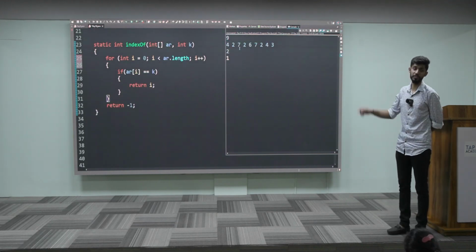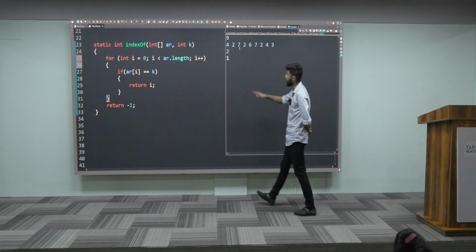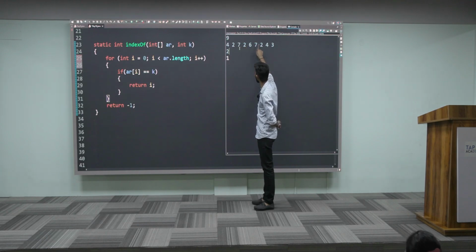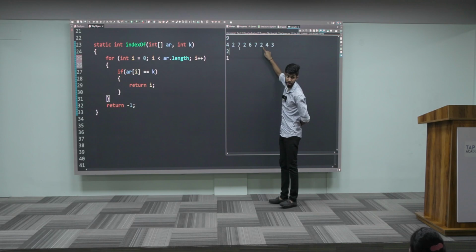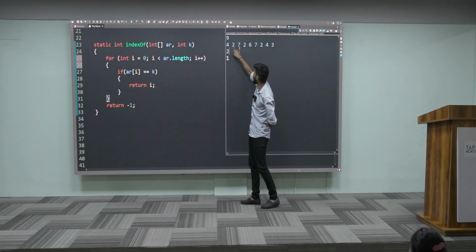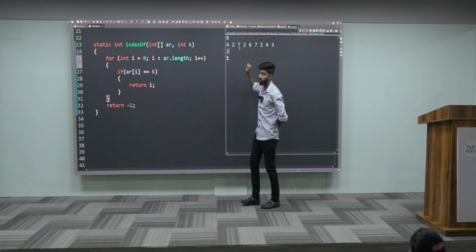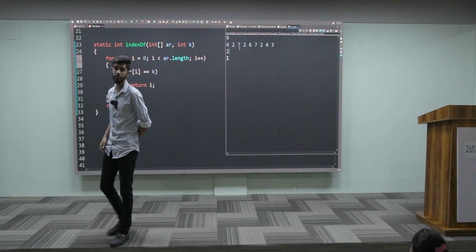Now in case if I give the same input, I don't want 1 to be printed. 2 is present here, 2 is present here, 2 is present here. I want the index of the last 2 that is present. What is the index of this? 0, 1, 2, 3, 4, 5, 6. So 6 is what I want to be printed. Means I want the last index of 2 to be printed.